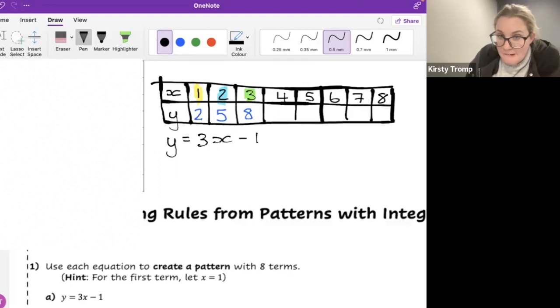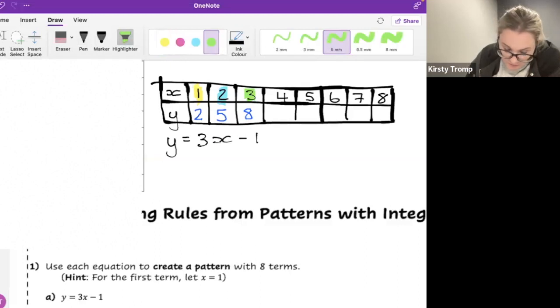Not really. I don't understand. Is it because 2 to get to 5 is 3? Because we only learned about this kind of thing today at school.